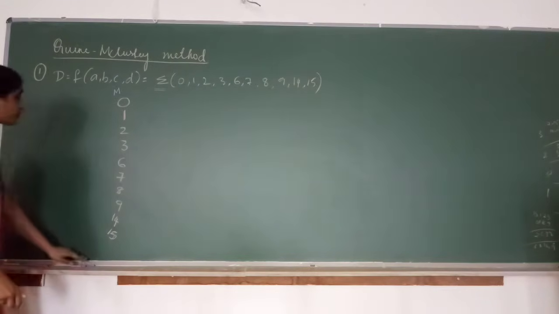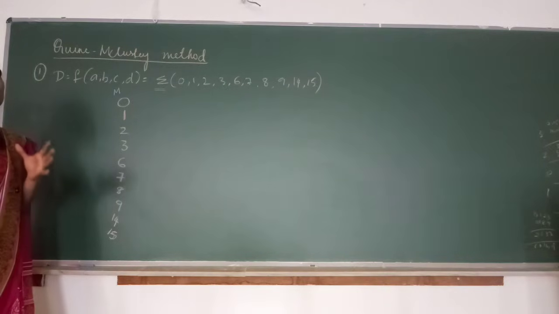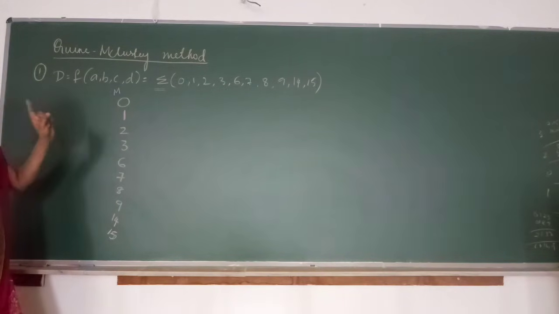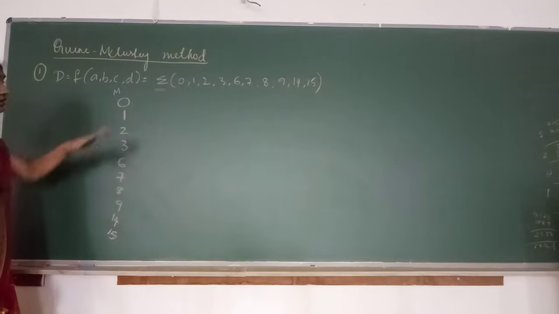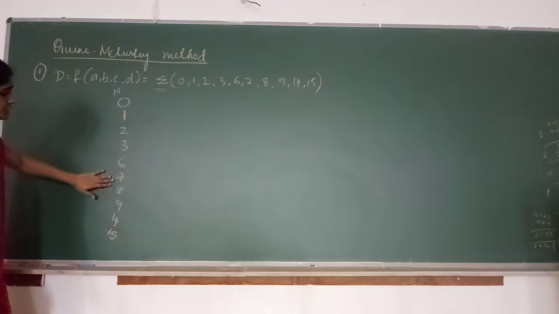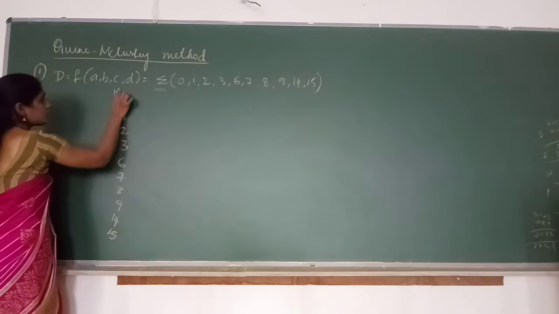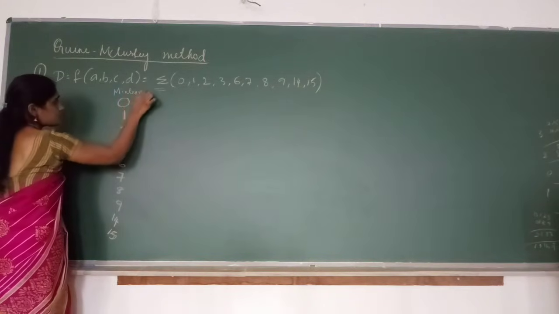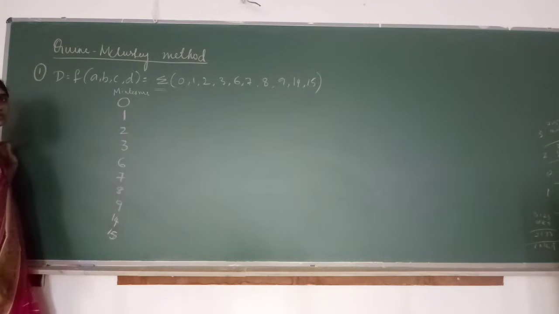Here is an example: f of A, B, C, D is equal to summation. What is the meaning of summation? The given terms are min terms: 0, 1, 2, 3, 6, 7, 8, 9, 14, 15. So in the first table, the first step, write the min terms given in the question in the same order: 0, 1, 2, 3, 6, 7, 8, 9, 14, 15. These are min terms, right? So in the first table, write the min terms, that is your first column.